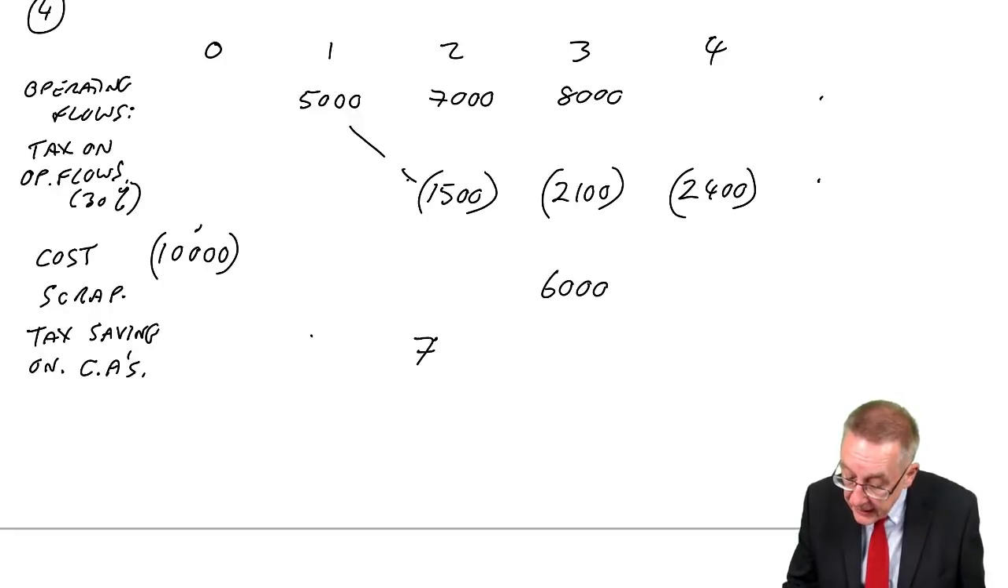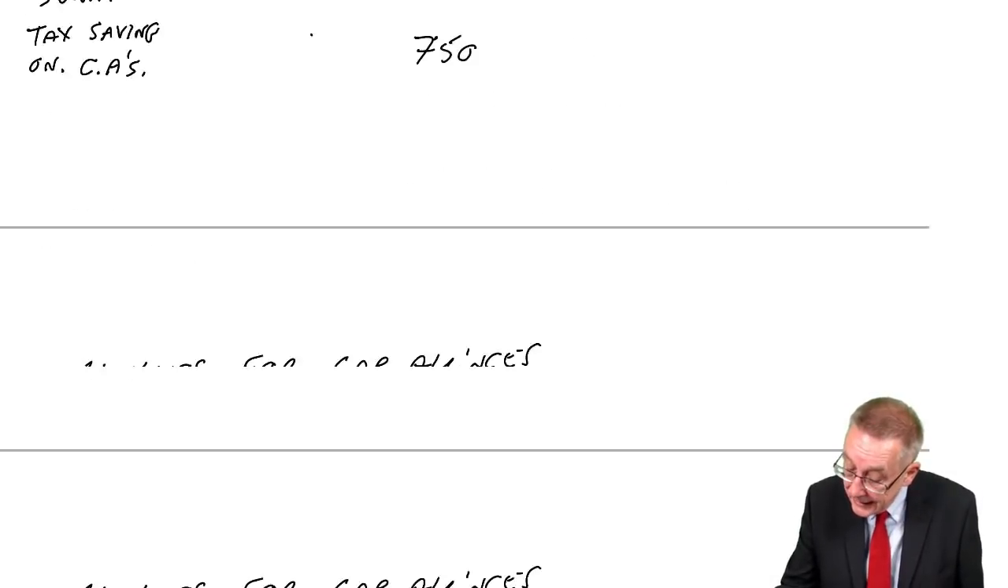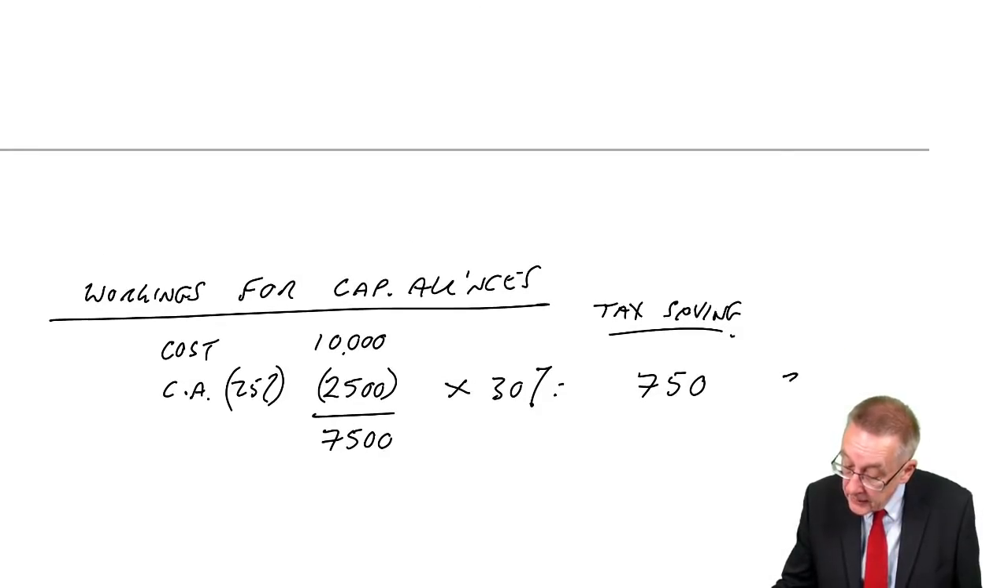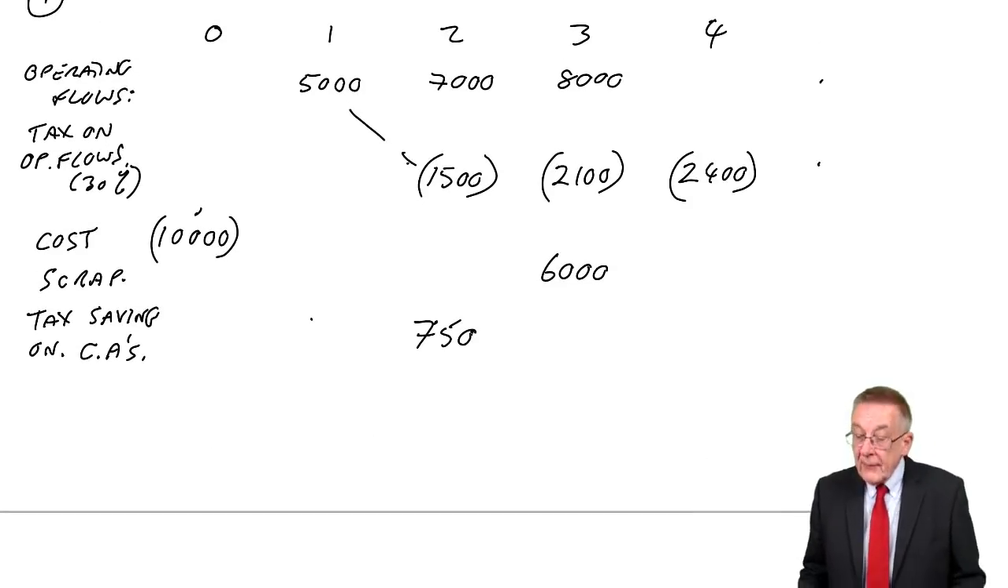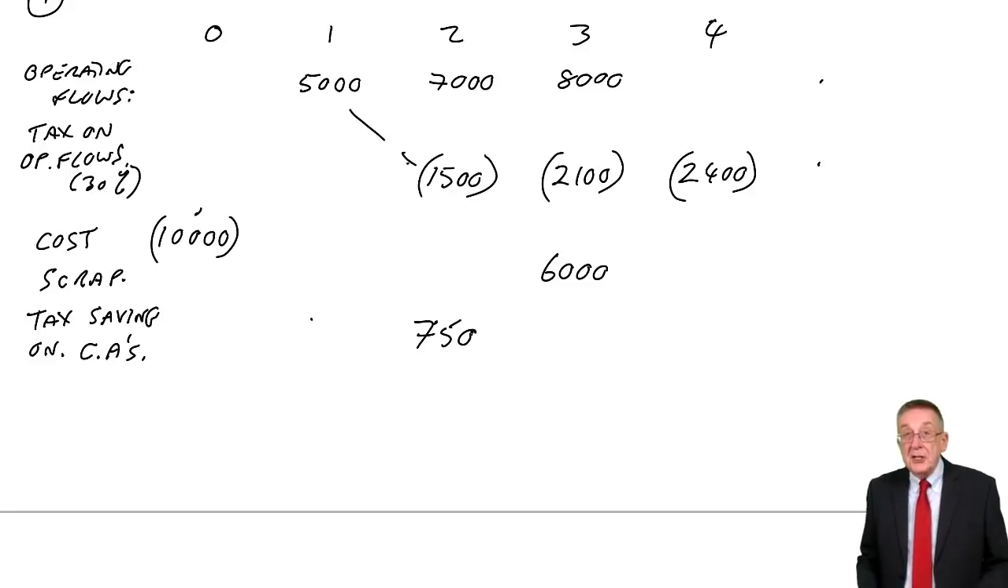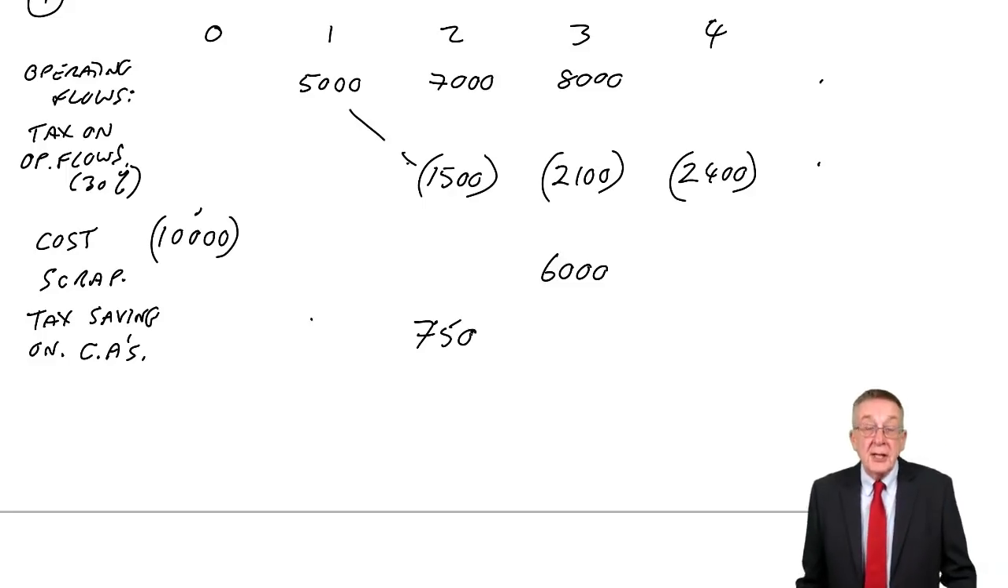We'll save tax of 750 at time two. It's a tax saving, appreciate. So it's a cash inflow.